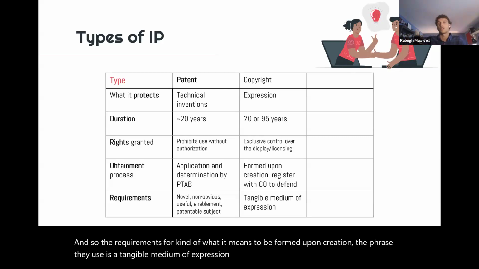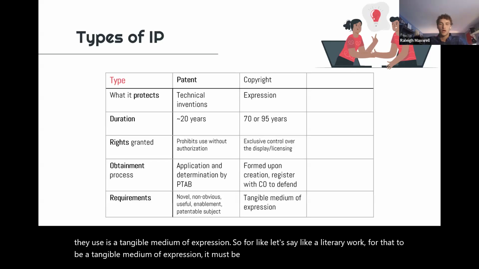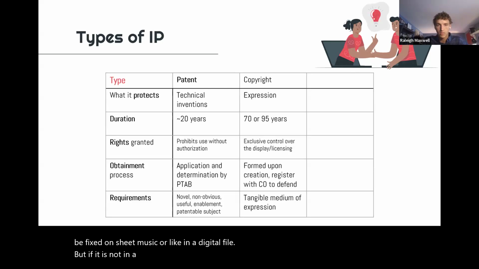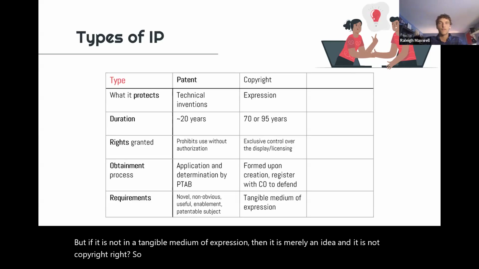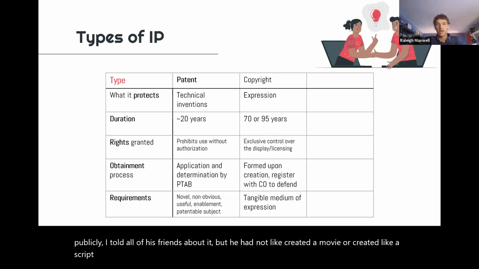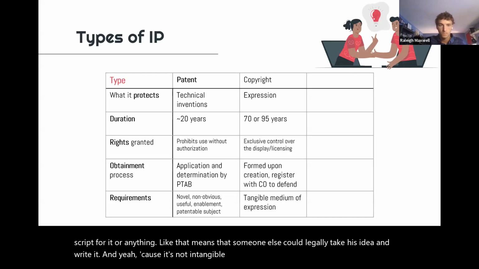For a literary work to be in a tangible medium of expression, it must be fixed in a book. A musical work must be fixed on sheet music or in a digital file. But if it is not in a tangible medium of expression, then it is merely an idea and it is not copyrighted, right? So if George Lucas, for example, was talking about his idea of Star Wars publicly, told all of his friends about it, but had not created a movie or a script for it or anything like that, that means someone else could legally take his idea and write it, because it's not in a tangible medium of expression.